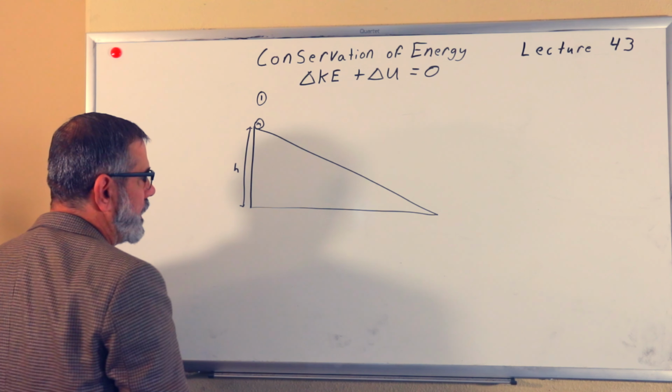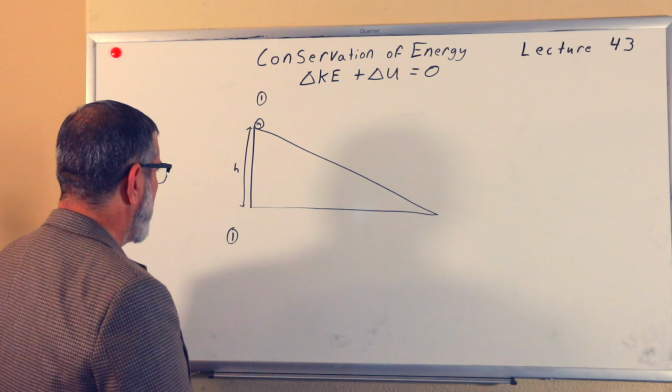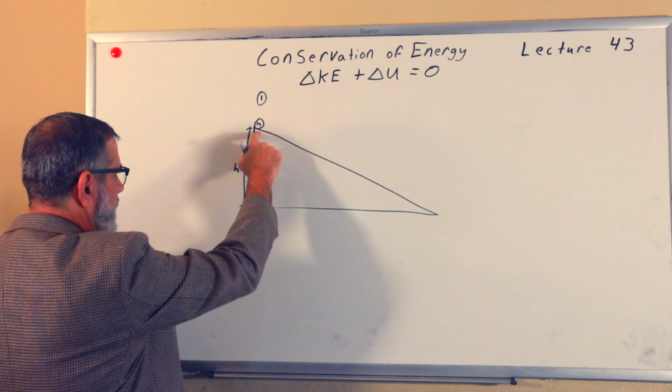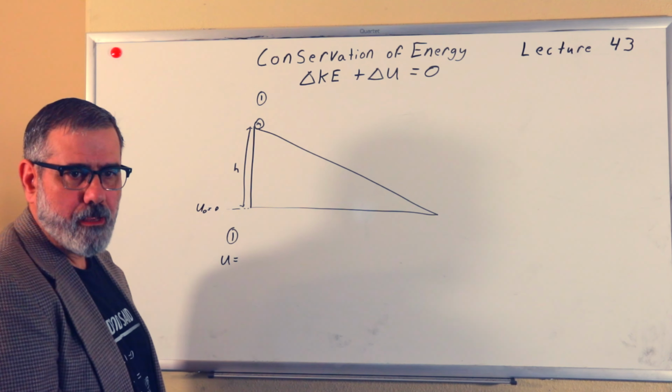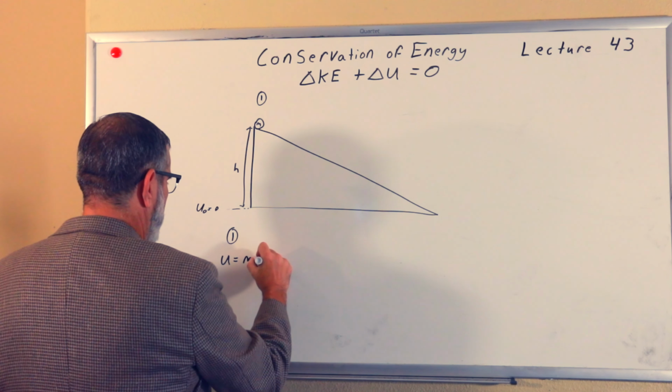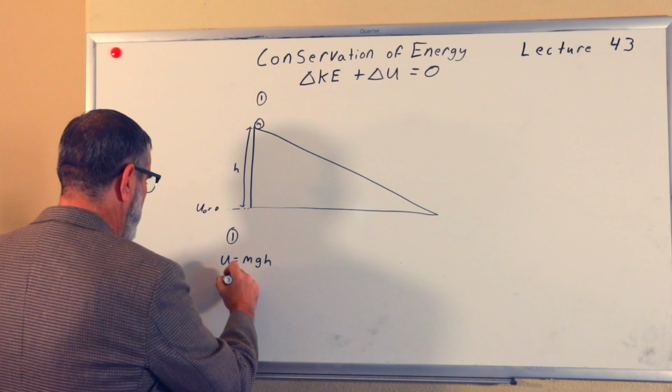At point 1, what is the state of the system? Well, its kinetic energy is 0, but its potential energy U, if I measure with U naught equals 0 here, is m times g times h. Its kinetic energy is 0 at this point because the velocity is 0. Now, when it gets to the bottom of the ramp, at point 2, its potential energy is 0 because mgh with h equal to 0 is 0. Its kinetic energy, on the other hand, is 1/2 mass times velocity squared.